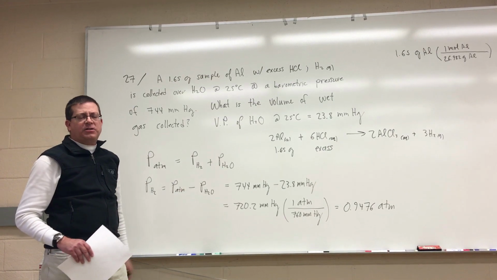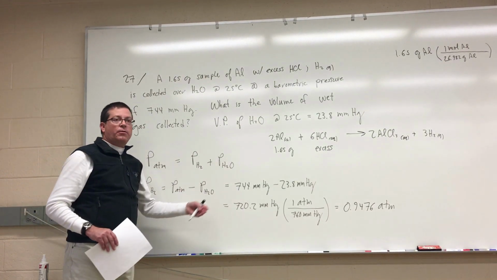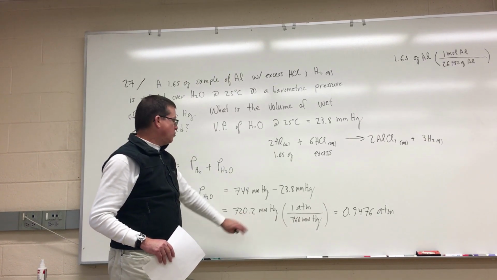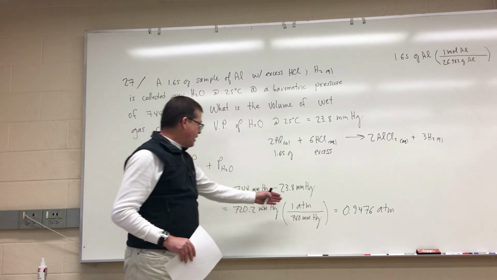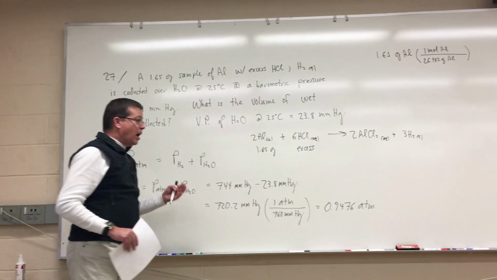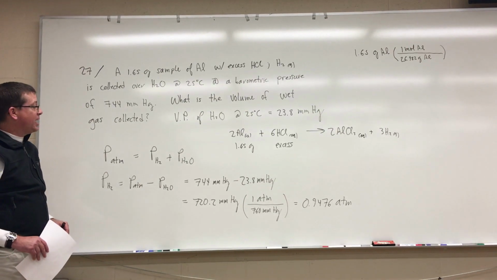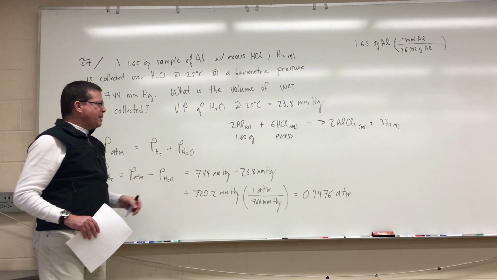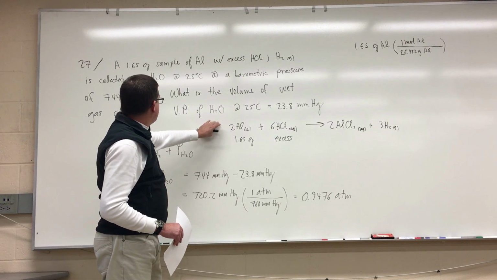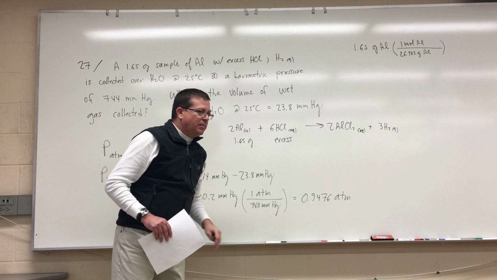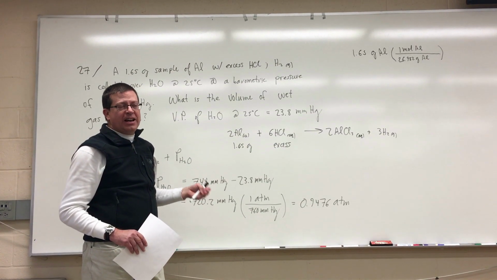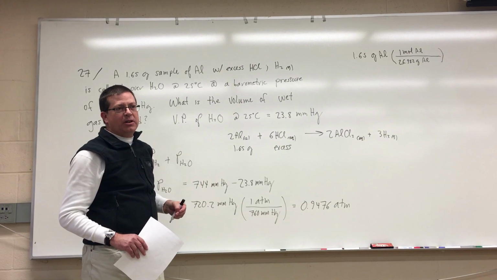Now ultimately, I'm going to use the ideal gas equation, so I want to convert that to atmospheres. Now again, this is the partial pressure of the hydrogen gas by itself. Do my conversion, and I get 0.9476 atmospheres of pressure due to the hydrogen gas. Now, keep in mind that I've got my balanced chemical reaction equation here, and ultimately what I'm looking for is a volume. All right, so I need to have a value of n for the hydrogen. I need the number of moles of hydrogen gas that I'm going to make.